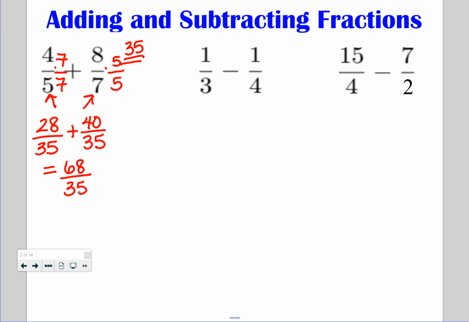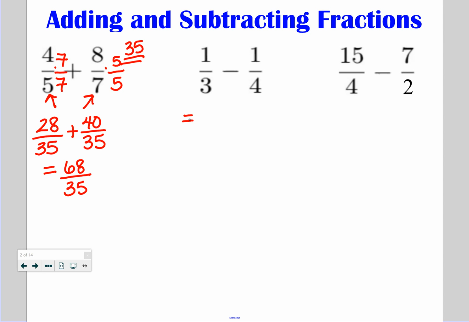At the end of any of these problems, you want to decide if any of your fractions reduce. A fraction reduces if the numerator and denominator are both divisible by the same thing. 68 and 35 have no numbers other than 1 that divide evenly into both of them, so this fraction is reduced completely. One way to check that you have a fraction reduced completely is with your graphing calculator, and I'll show that a little bit later. Let's look at the next problem.